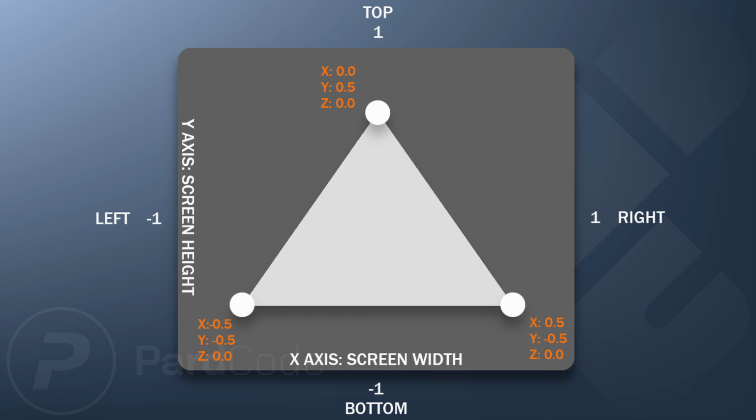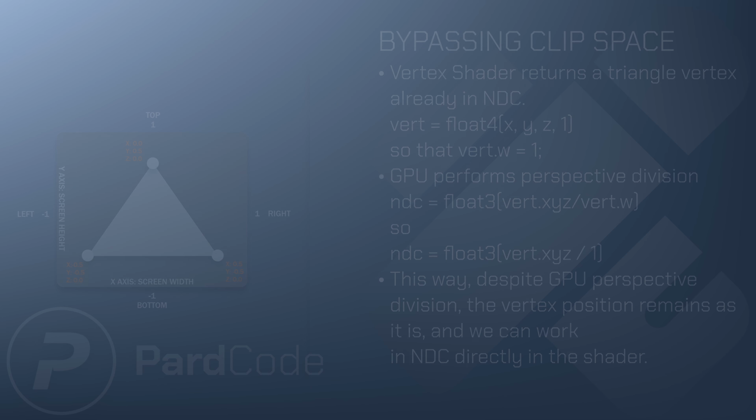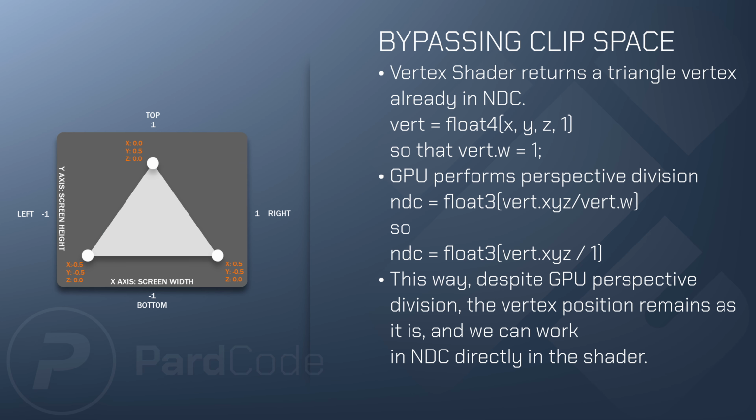It's important to pay attention to the z value as well. It must be set between 0 and 1. If it is outside this range, the triangle will be clipped and not rendered properly. As we mentioned earlier, it's normally the GPU that computes NDC values by performing the division of x, y, and z by the w component.